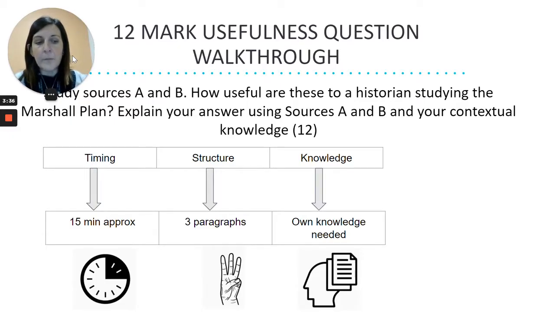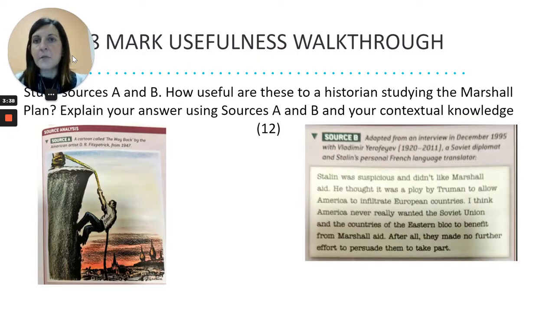So the example question is, study sources A and B. How useful are these to a historian studying the Marshall Plan? Explain your answer using sources A and B and your contextual knowledge. And here we have 2 sources. The first is a cartoon and the second is part of an interview with a Soviet diplomat.